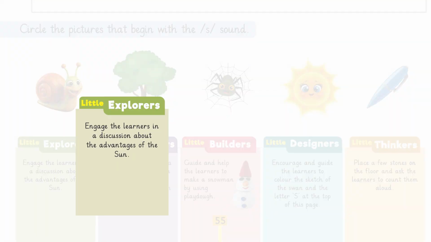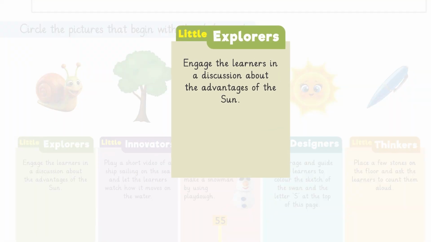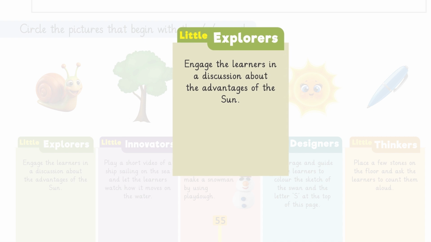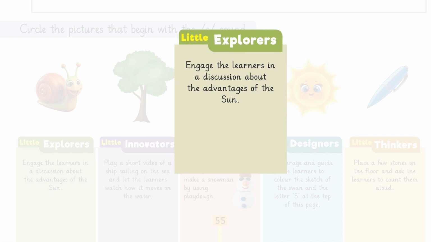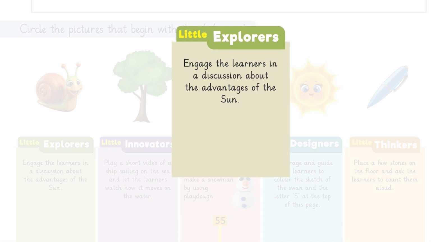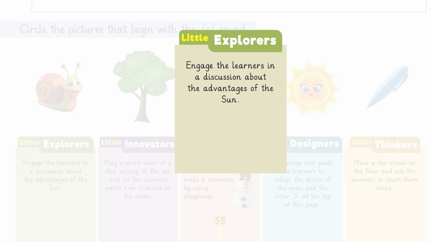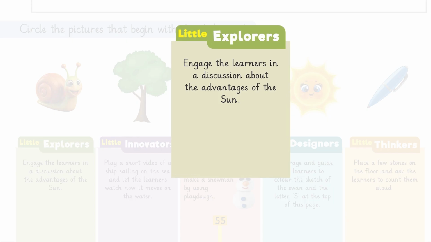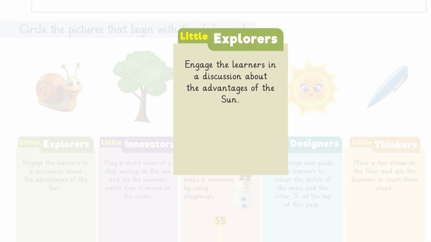Students are little explorers. Engage the learners in a discussion about the advantages of the sun. There are so many advantages of the sun. Discuss them with the students, like the sun gives us warmth, the sun gives us light, and there are so many fruits and vegetables that grow because of sunlight and whatnot.